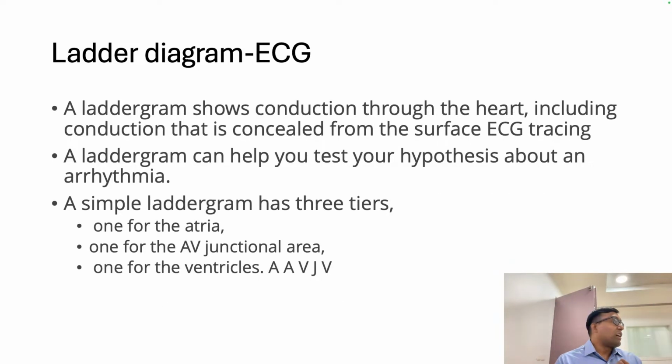So in the ladder diagram, what are the parts? Conduction through the heart, including the conduction system, is concealed from the surface ECG. It means we are not able to see how the conduction is happening. We have to give an interpretation and start with a hypothesis of the arrhythmia, and that hypothesis has to be confirmed in the ECG interpretation, and finally reconfirmed in the cath lab, or you can say EP lab.